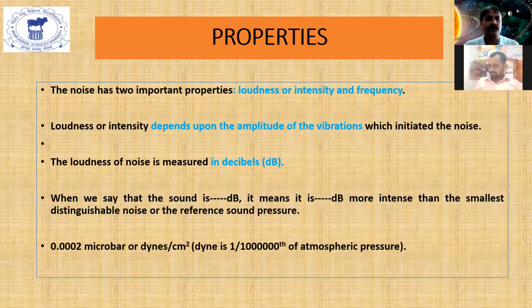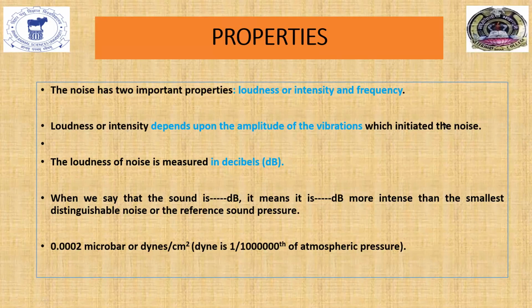There are certain properties of the noise. There are two important properties that we have to know at least: the loudness or intensity of the sound, and the frequency of the sound or noise. Loudness or intensity mainly depends upon the amplitude of vibration which initiated the noise, and the loudness of the sound or noise is measured in terms of the decibel. ये आपको मेमोरी में रखना है.